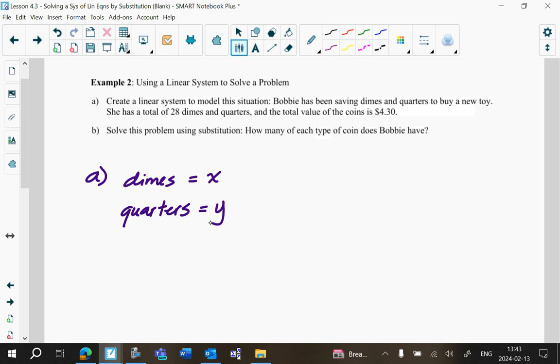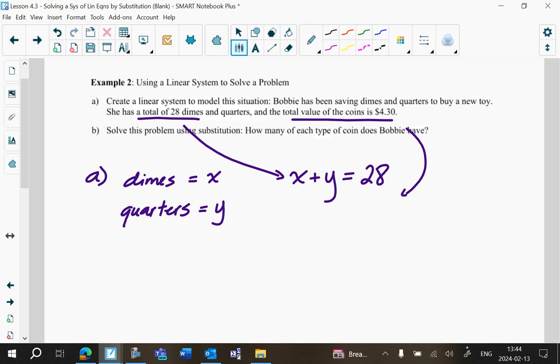So now I got to make two equations involving X and Y from the rest of the information in the question. X plus Y equals 28, because we're told the number of coins is 28. So that gives me this. The other one must involve this somehow. This represents the value, right?